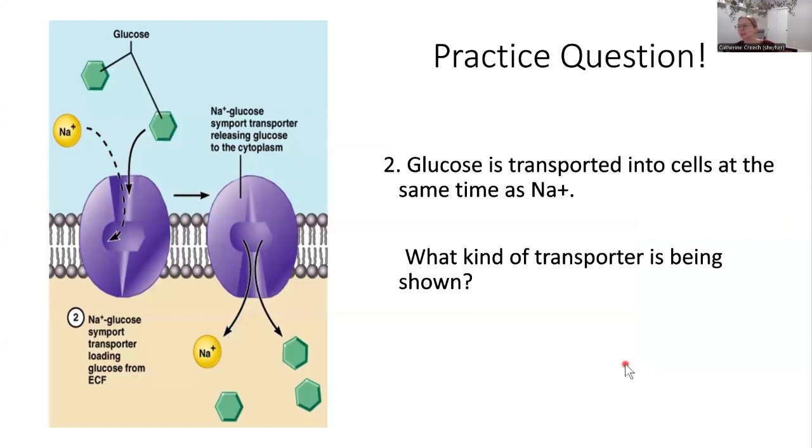Practice question 2. Glucose is transported into cells at the same time as sodium. What kind of transporter is being shown? Glucose and sodium, two things going into the cell at the same time. And so this is a symporter. It even says it right there, symport transporter.